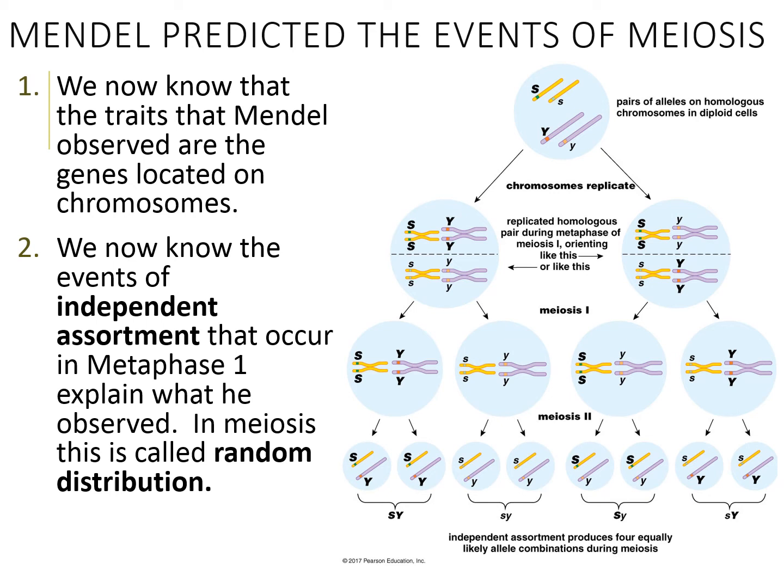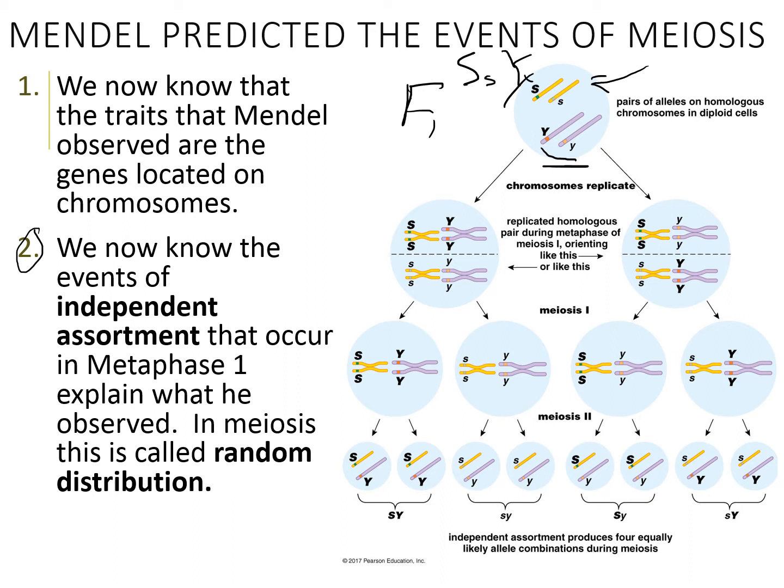So we know that the traits that Mendel observed are the genes located on chromosomes. We now know the events of independent assortment that occur in metaphase 1 explain what he observed. In meiosis 1, this is called random distribution. So that cross we just looked at, the self-cross of the F1 generation, where we had that genotype big S, little s, big Y, little y, is shown right here. And now we've just drawn chromosomes inside of a little cell.